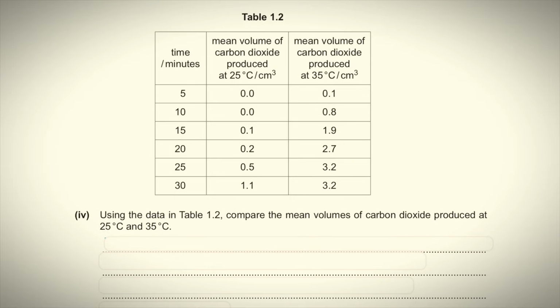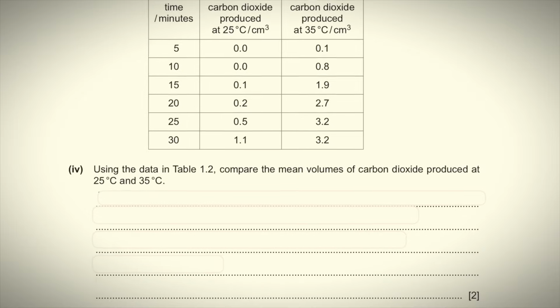Here are his results. Again, we have time versus the volume of carbon dioxide at 2 different temperatures. It seems that at 35, I'm getting more carbon dioxide. The rate of reaction, as usual, is faster near the optimum temperature. So they wanted me to compare, for 2 marks, the volume of CO2 at the cool temperature and at the warm temperature. So again, first of all, look at this beginning here.